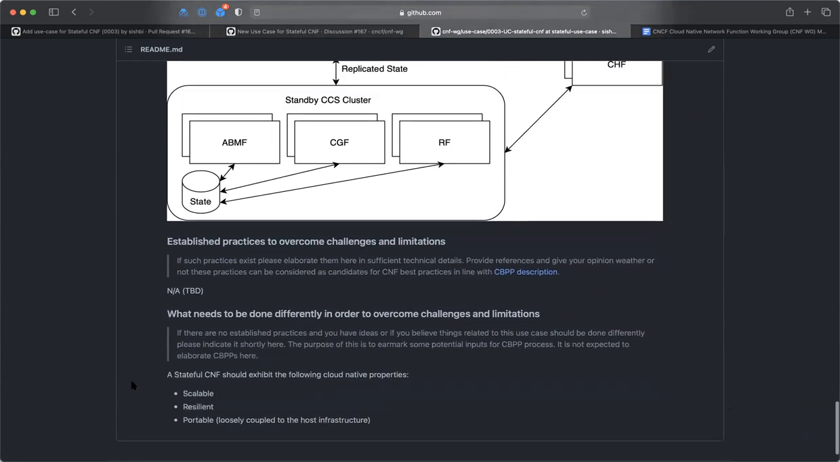So the conclusion is that although a stateful CNF does exhibit different requirements on a Kubernetes system, it should still follow the cloud native principles that we've listed here. So it should be scalable, it should be resilient, and it should be portable.